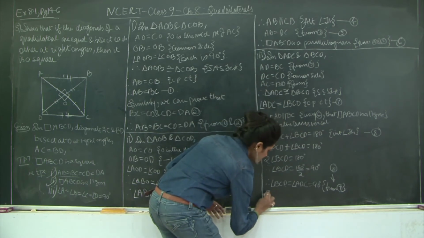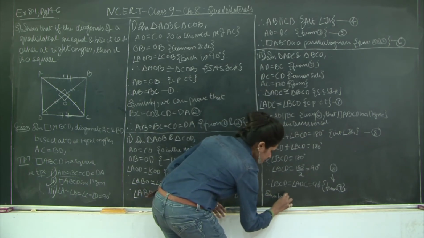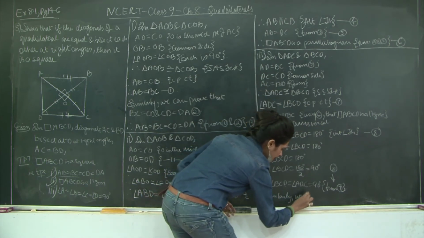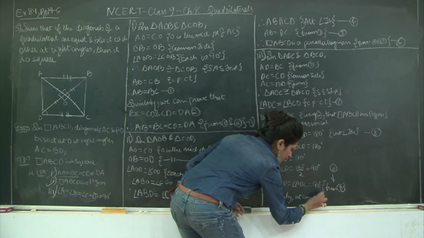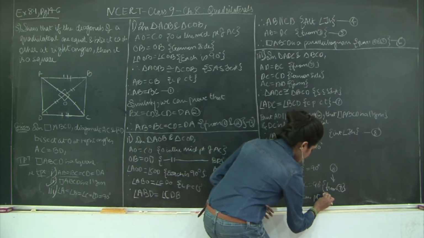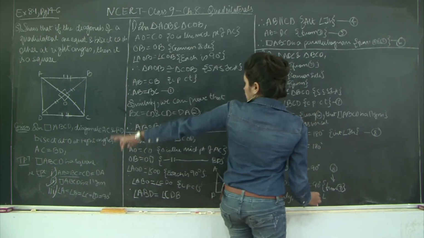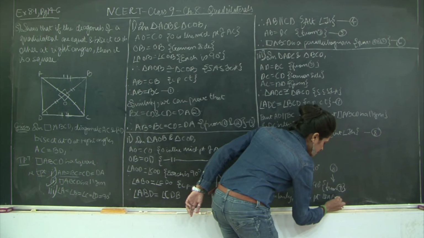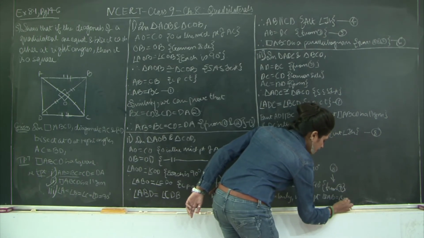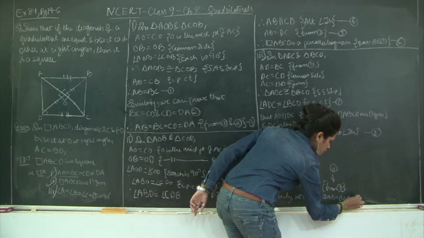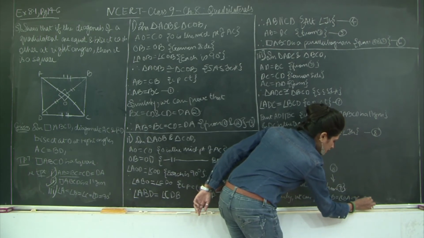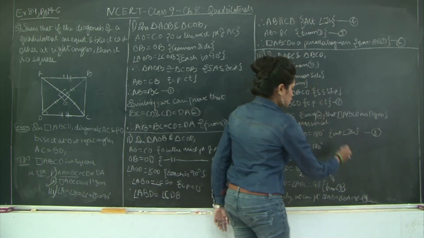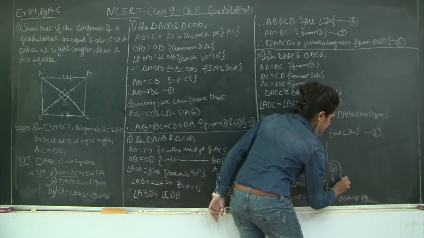I will say, similarly, we can prove that angle DAB is equal to angle CBA is equal to 90 degrees. Let us mark this as 9. So, we will continue over here.